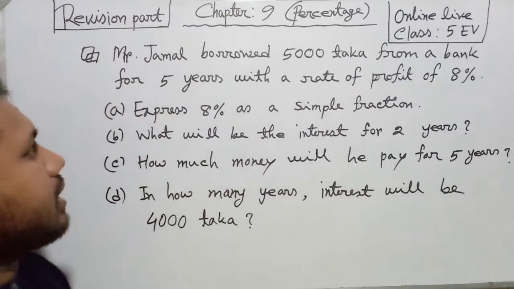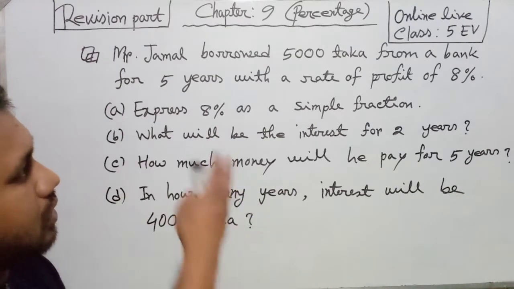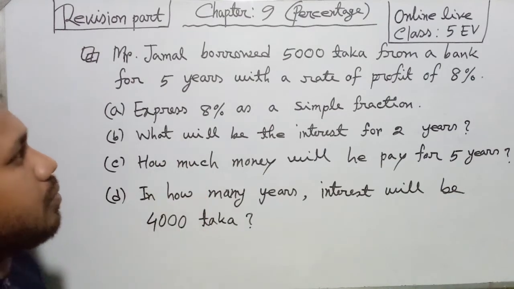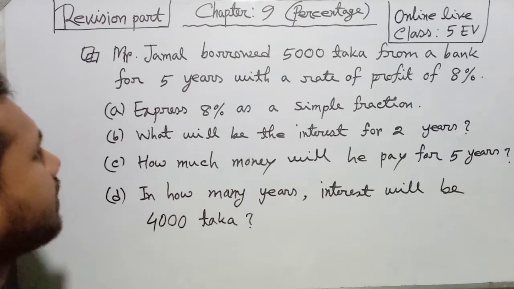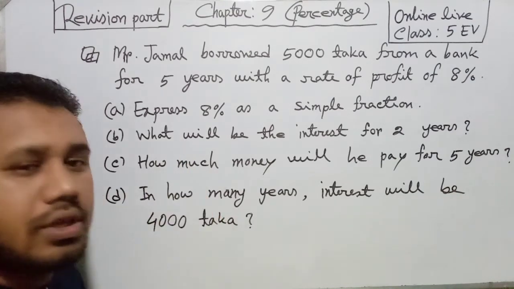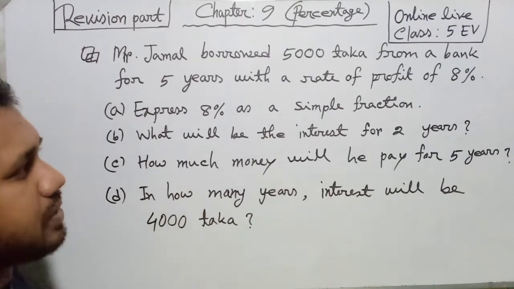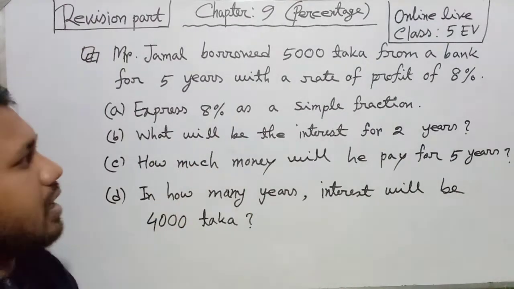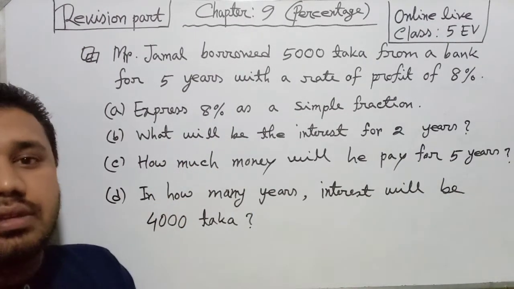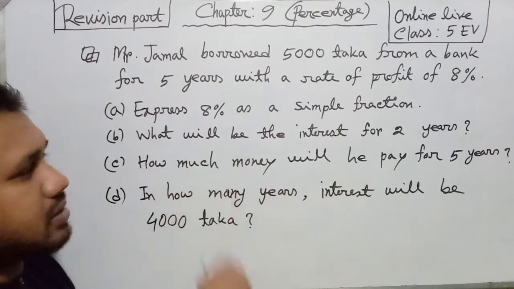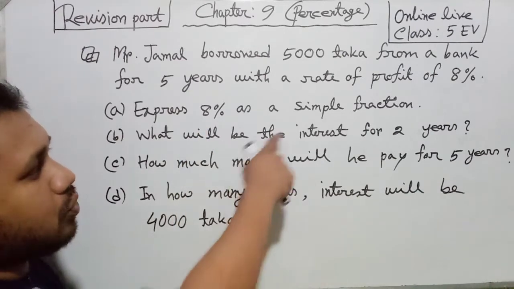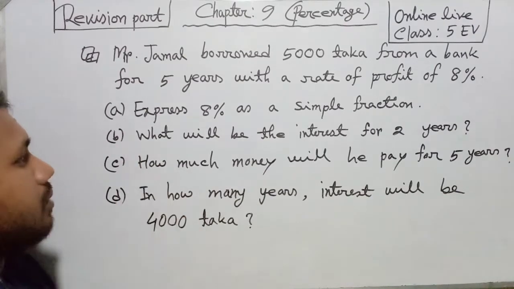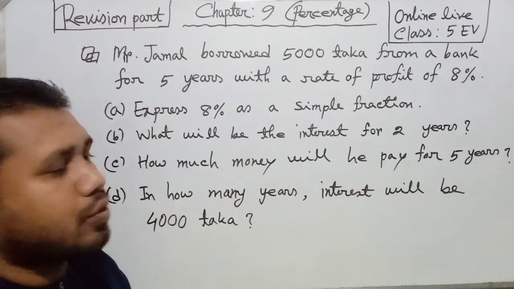You can look, already I have written one creative question. Now look, Mr. Jamal borrowed 5,000 taka from a bank for 5 years with a rate of profit of 8%. Now there are 4 questions. Number A, express 8% as a simple fraction. 8%, this is a percentage. Now we have to convert it as a fraction. This is a simple fraction. B number, what will be the interest for 2 years?